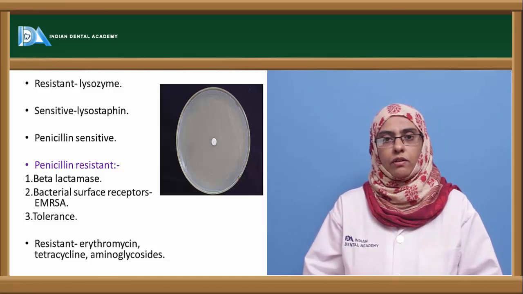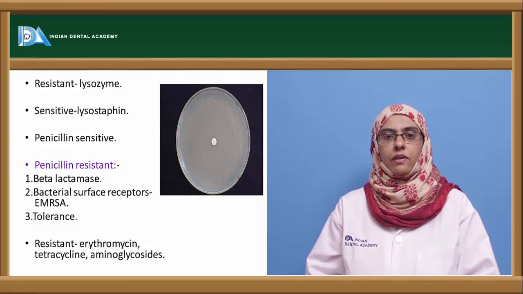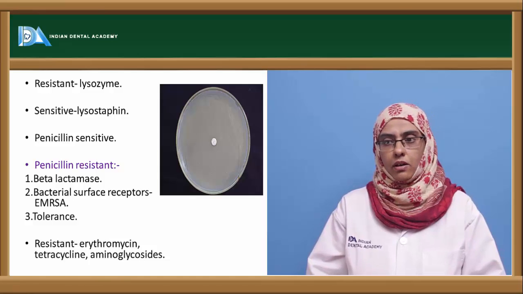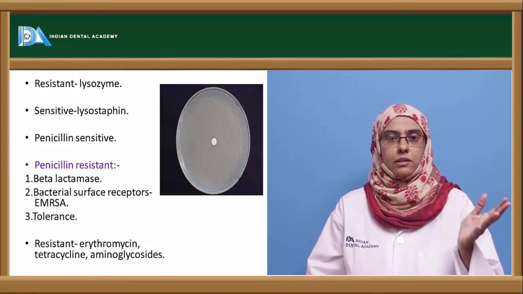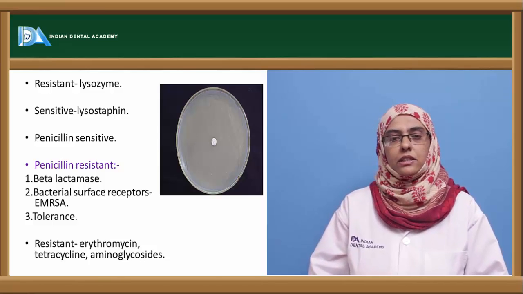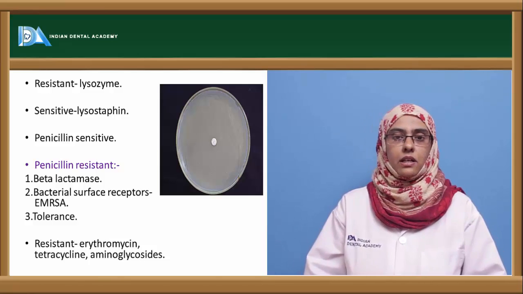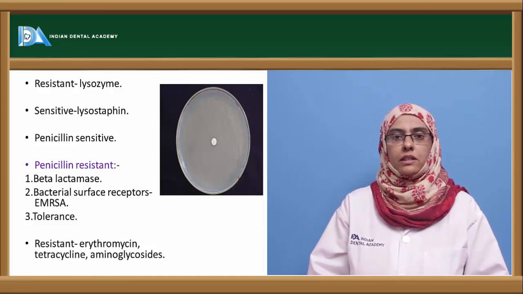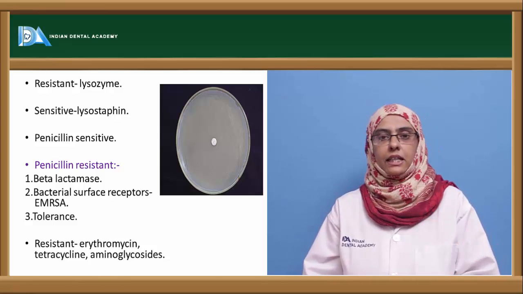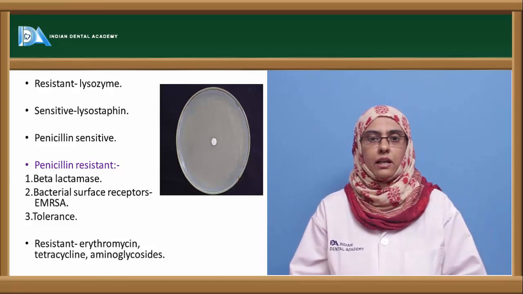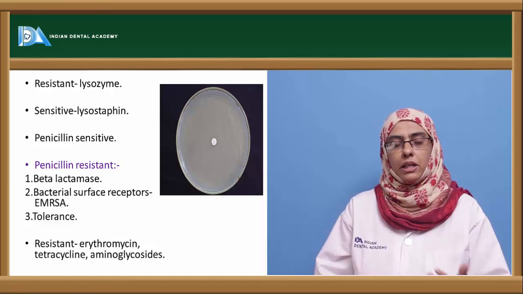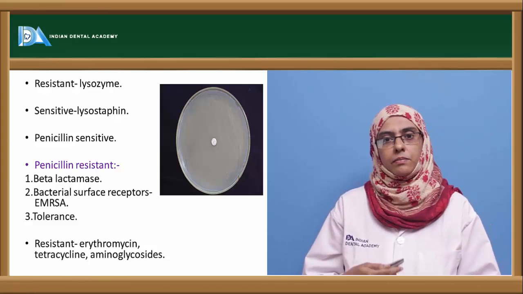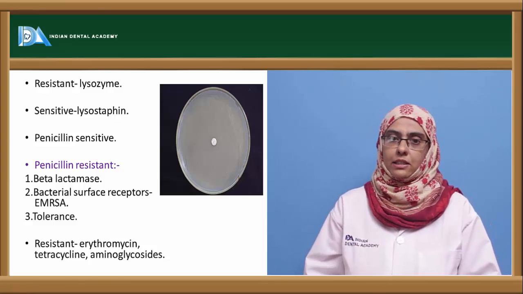The emergence of epidemic methicillin-resistant Staphylococcus aureus is due to the change in the surface receptors of the organisms. They do not allow the beta-lactam ring to identify their receptors. Third, some strains have developed tolerance against beta-lactam antibiotics. That is, they are not killed but only inhibited in the presence of beta-lactam containing antibiotics. So these are the three reasons how penicillin resistant organisms have emerged.